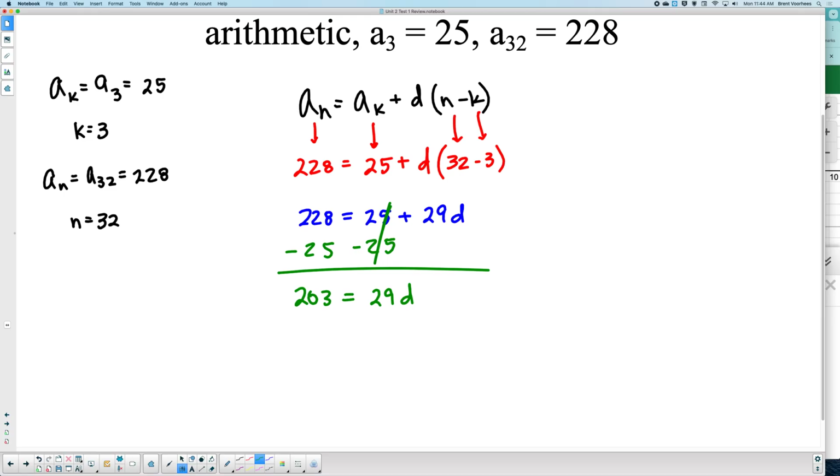Arlene, I see you have a computer open. Do you happen to have a calculator available? Could you type in, sorry, I'm getting a step ahead. What do we do to get D isolated here? Divide, that's multiplying. Can you take 203 and divide that by 29? I'm guessing that's 7, but I'm not for sure. 203 divided by 29, it's 7? Okay, so if our common difference is 7, I'd like to say that's our answer.